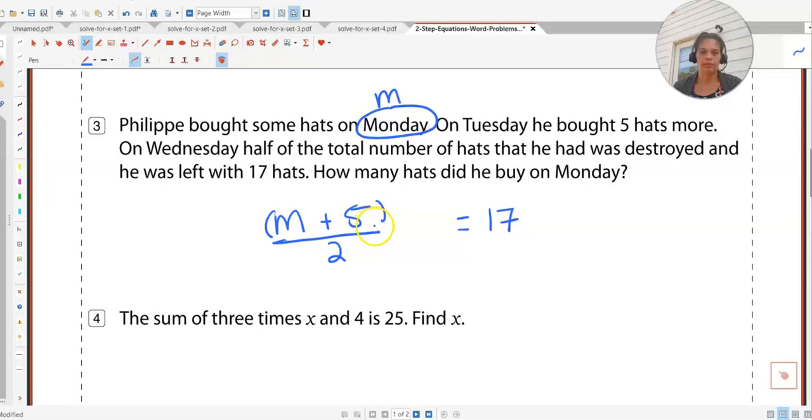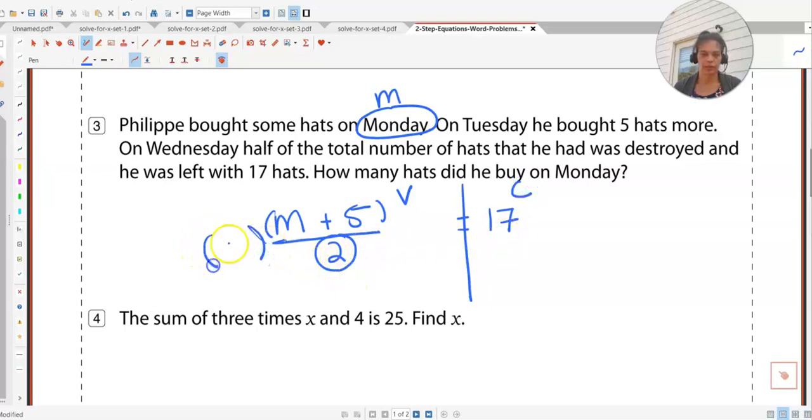Let's see if this is the correct setup. So I have it set up where m is our Monday plus the Tuesday, which was 5 more hats, and then we know half of it is going to be destroyed, and then we're left with 17. I have the 2 being divided. That is a constant. I need to get rid of that. So I have my 2 sides, my variable on the left side, constant on the right side.